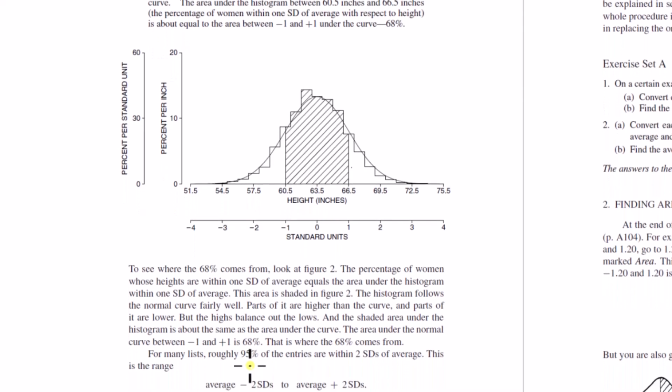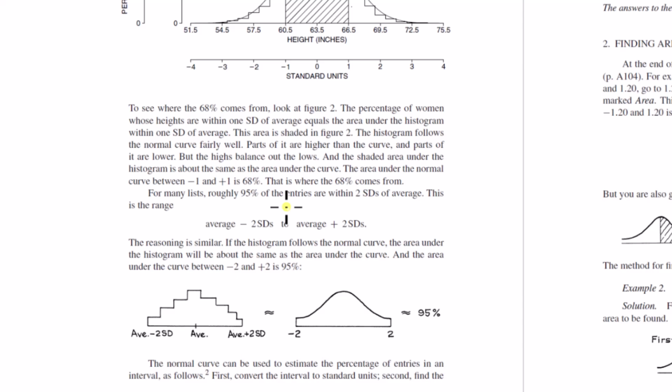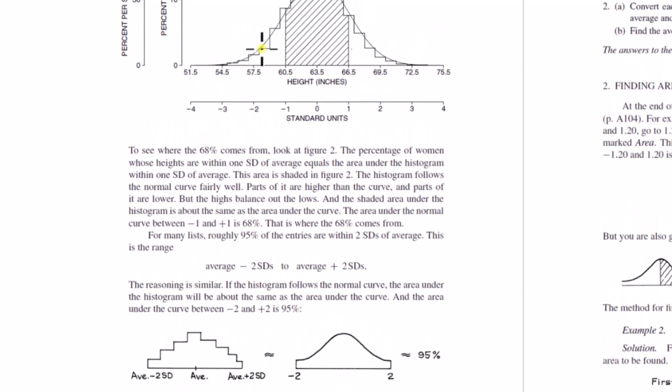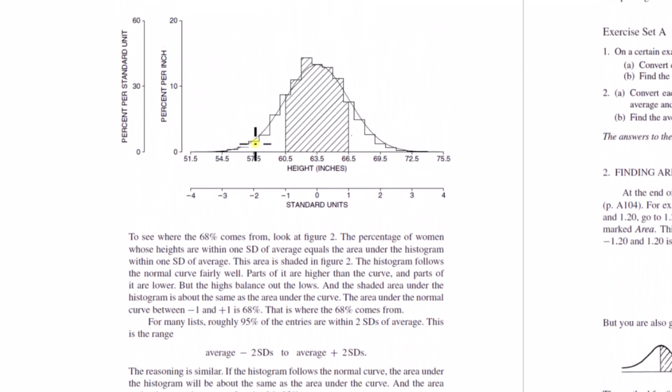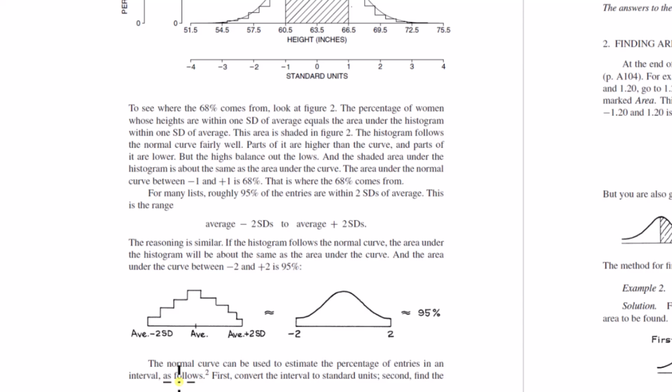Okay, and it was the same idea within 2 standard deviations. The normal curve, the area under the normal curve between plus 2 and minus 2 in standard units is 95%. And so we could do the same thing on the original curve in the background, calculate the area between minus 2 and 2, and I think it was 97% is what it actually was. The normal curve can be used to estimate the percentage of entries in an interval as follows. So yeah, if you don't have the exact histogram, or you don't have the histogram, so you need an estimate.